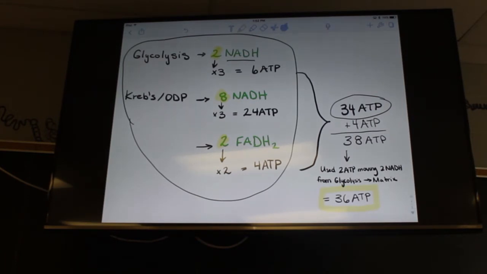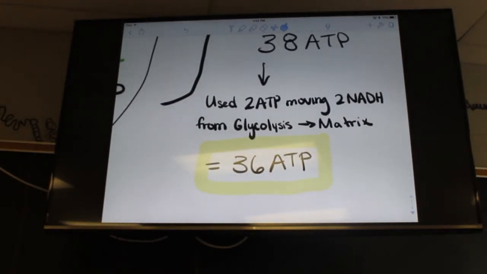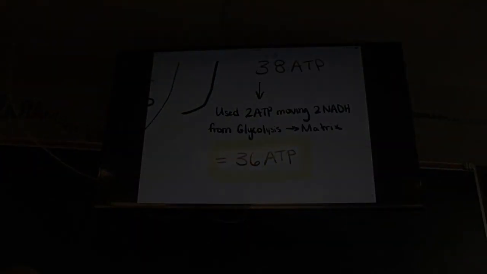But we used 2 ATP to move 2 NADHs that were made in glycolysis from the cytoplasm of the cell, which is where glycolysis occurs, into the matrix. So that's 1 ATP used for each NADH that had to be moved. So 38 subtracting 2 leaves us with 36 ATP, which is the total amount of ATP made in cellular respiration.